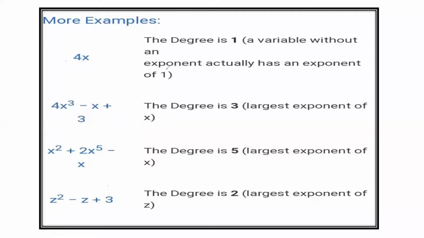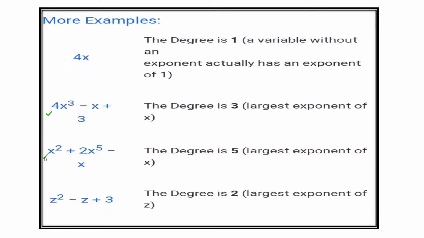Now in example 2, you can see 4x cube minus x minus 3. In this example, 3 terms are there: x power 3, x power 1, and here we can see only 3, which means x power 0. So the highest exponent is 3, and in this expression the degree is 3.